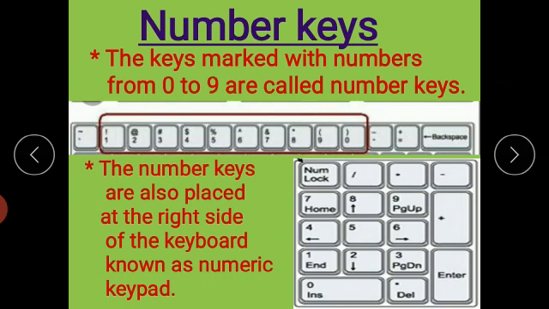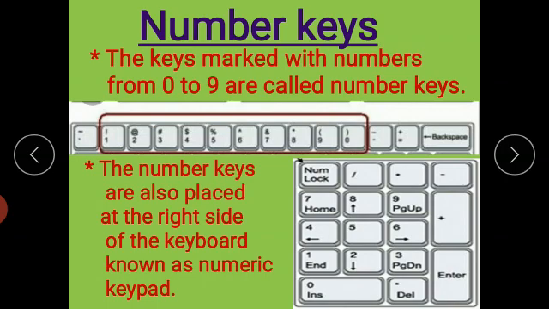Okay. But the number keys are also placed at the right side of the keyboard, known as numeric keypad. Okay, children, this is a numeric keypad. And children, if you want to use this numeric keypad, you have to switch the num lock light on. Okay, children, this num lock button, you have to press it, you have to keep it on. But if it is off, it's off. So these keys represent cursor movement keys.